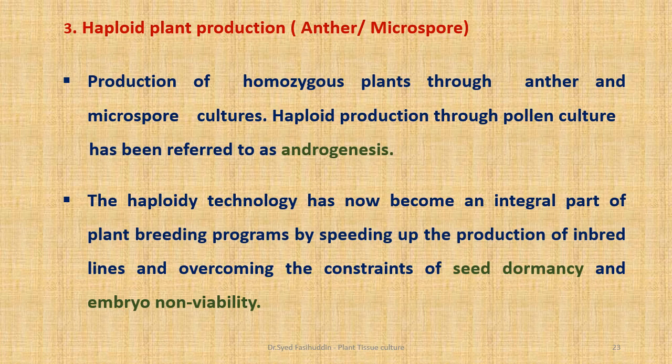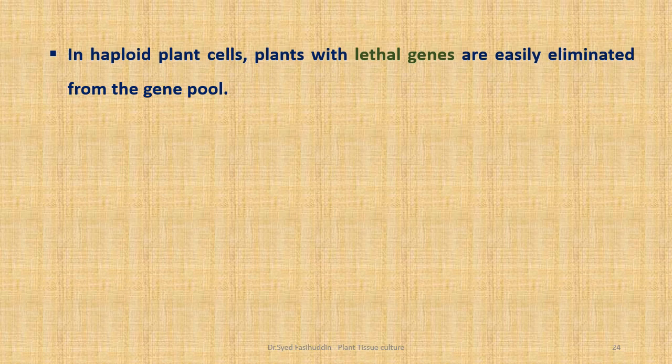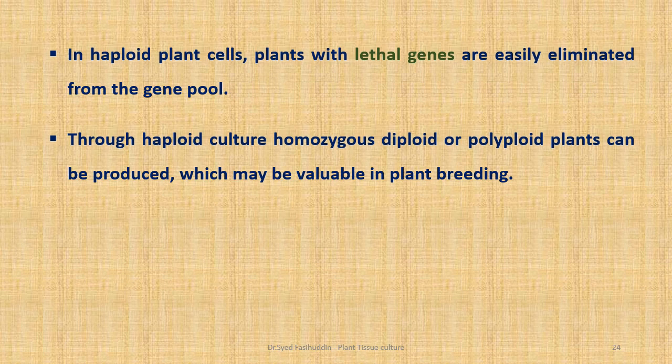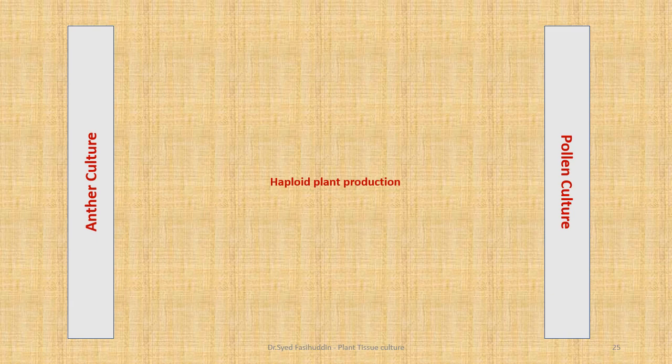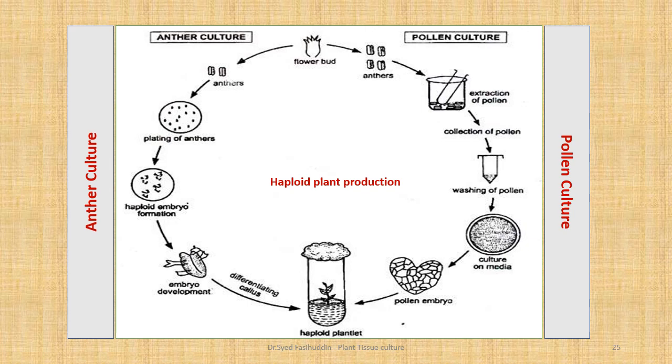In haploid plant cells, plants with lethal genes are easily eliminated from the gene pool. Through haploid culture, homozygous diploid or polyploid plants can be produced, which may be valuable in plant breeding. Production of haploids shortens the time for inbreeding or for superior hybrid genotypes. This is the diagrammatic representation of haploid plant production using anther culture as well as pollen culture methods.